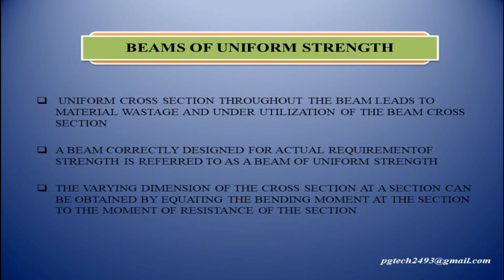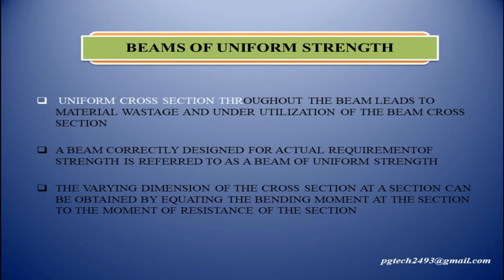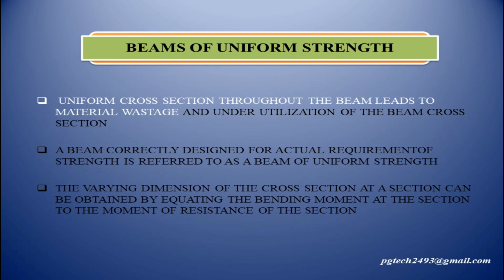Beams of uniform strength. Usually, beams have uniform cross sections which is arrived at so as to resist the maximum bending moment on the beam. This implies that in some portions of the beam, the bending moment is of lesser value, while the cross section remains as required for maximum bending moment. This uniform cross section throughout the beam leads to material wastage and underutilization of the beam cross section.